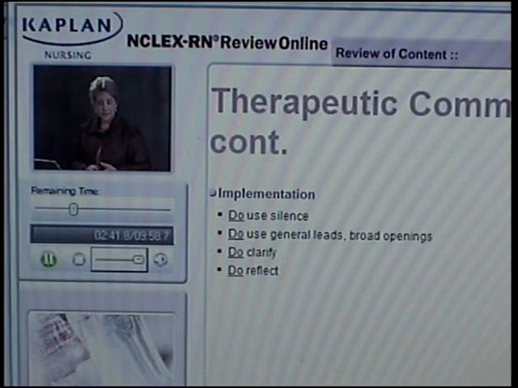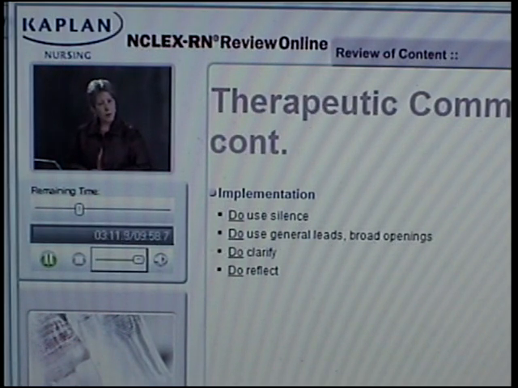The second technique that you're going to use is general leads and broad openings. The reason for this is you want them to direct the conversation. You're saying to them, I'm interested in what you have to say. So what you might say are, what are some of your concerns? Or tell me about your brothers and sisters. Something broad so that they can decide what they want to talk about.